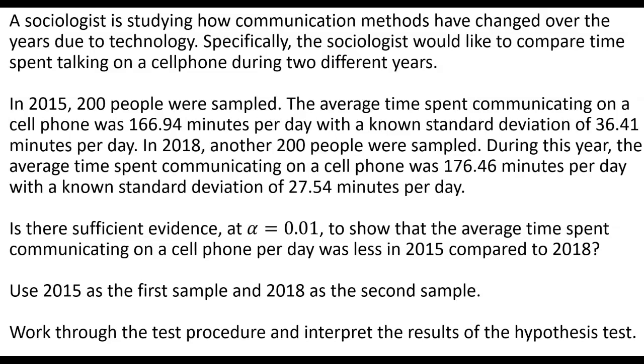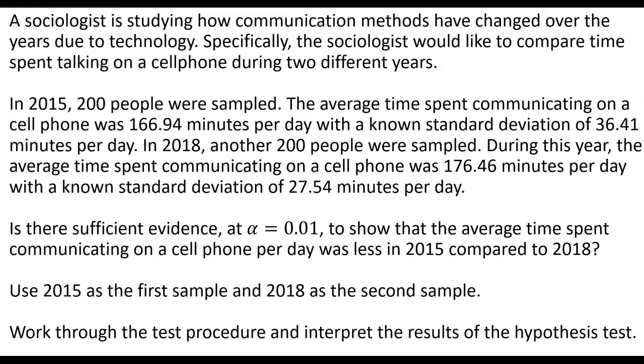step by step. Let's go. A sociologist is studying how communication methods have changed over the years due to technology. Specifically, the sociologist would like to compare time spent talking on a cell phone during 2 different years. In 2015, 200 people were sampled. The average time spent communicating on a cell phone was 166.94 minutes per day, with a known standard deviation of 36.41 minutes per day. In 2018, another 200 people were sampled. During this year, the average time spent communicating on a cell phone was 176.46 minutes per day, with a known standard deviation of 27.54 minutes per day.